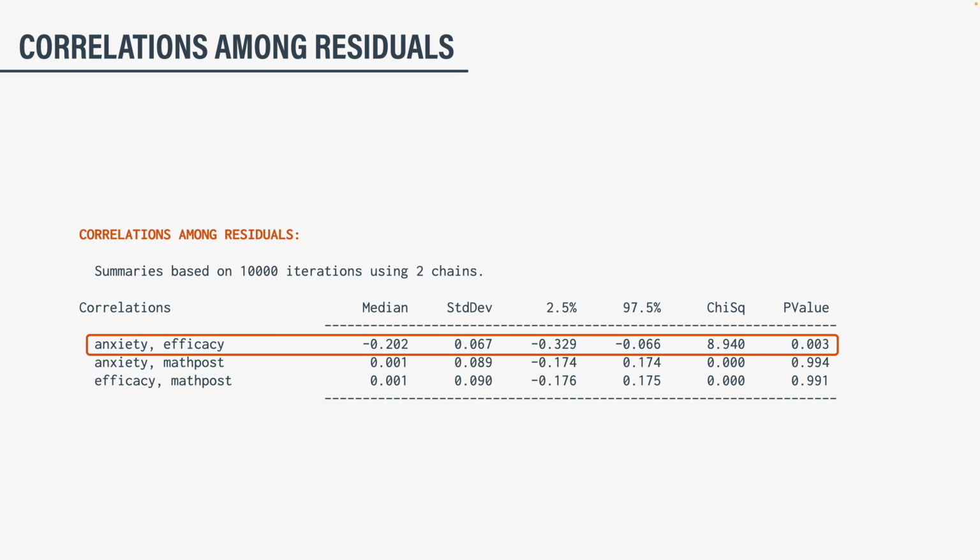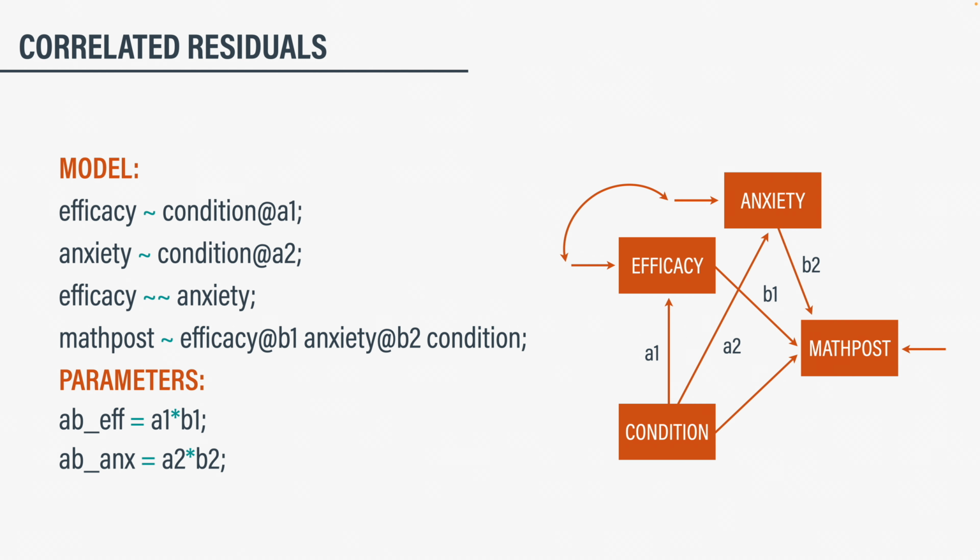Notice that the chi-square and the p-value, as well as the 95% intervals, tell us that this residual correlation is statistically significant. So this helps us understand that we have a misspecification in our model that we could remedy by adding a residual correlation. Here's the modified model with the correlated residual. That residual association you specify by separating the two mediators with a double tilde.